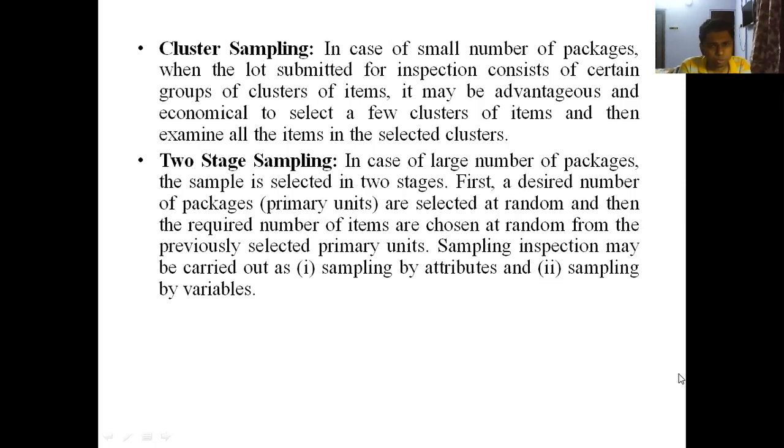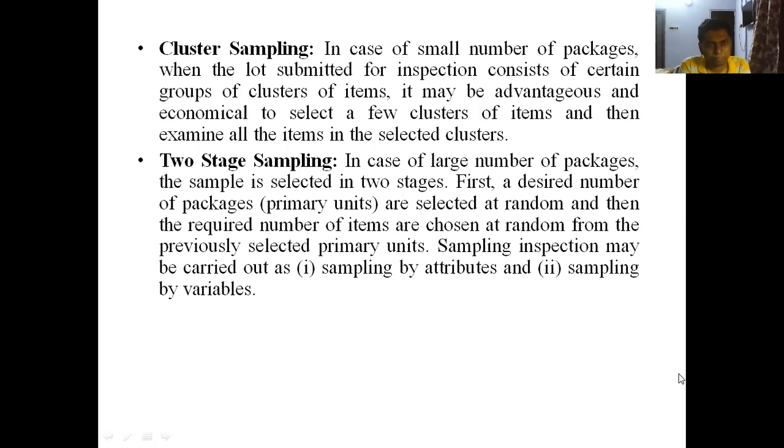Then there is two-stage sampling. In case of a large number of packages, the sample is selected in two stages. First, a desired number of packages, the primary units, are selected at random, and then the required number of items are chosen at random from the previously selected primary units.